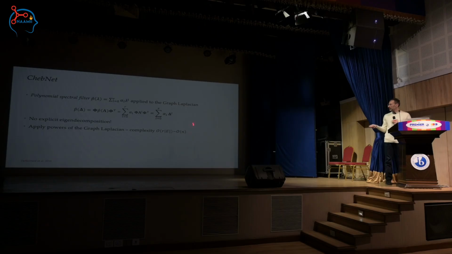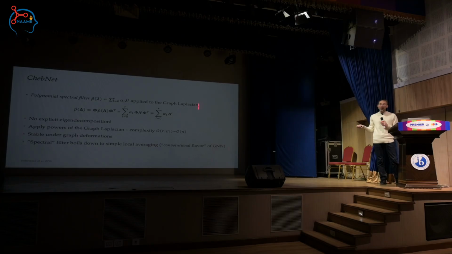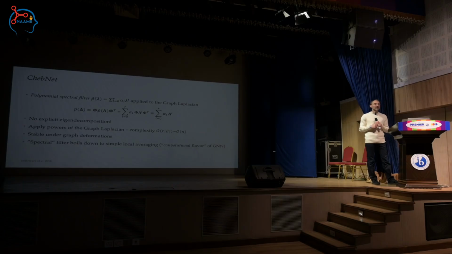It is also efficient, right? So it's approximately order of n, and it's stable under graph deformation. What you can also see is that it boils down essentially to simple local averaging, right? So that's the convolutional flavor of GNNs, and therefore the spectral and the spatial view of GNNs is exactly the same way as we have it on the grid, right?